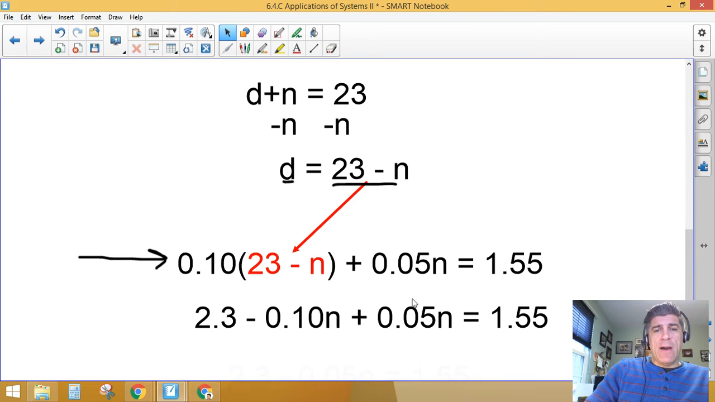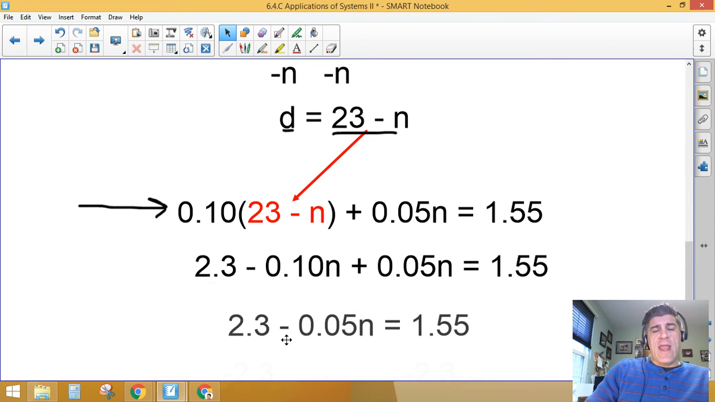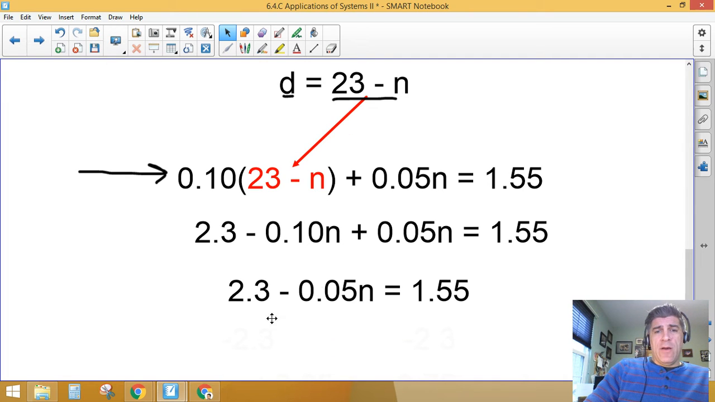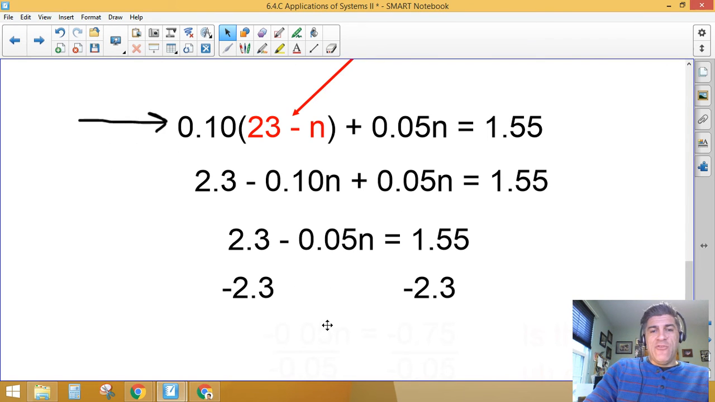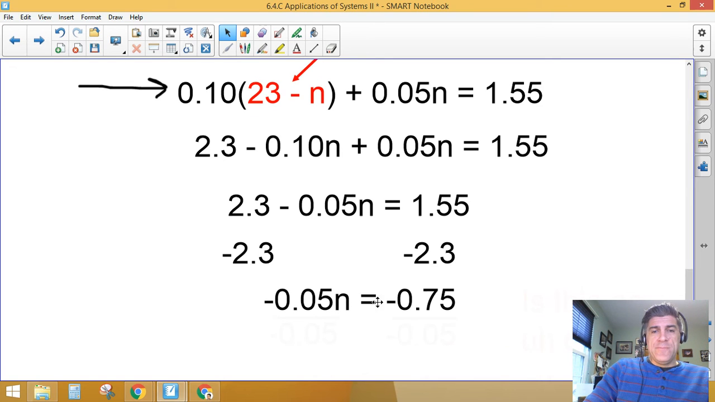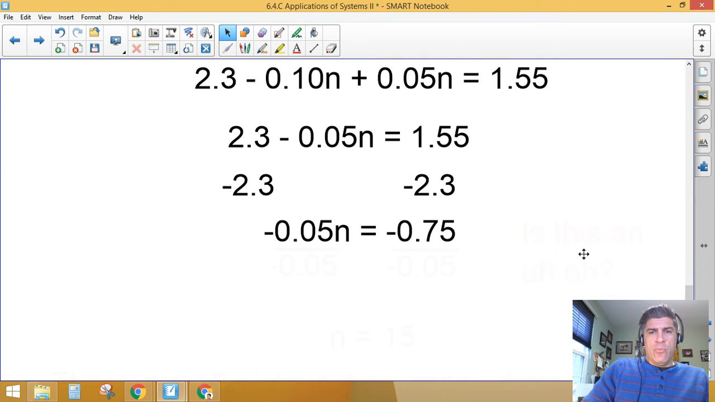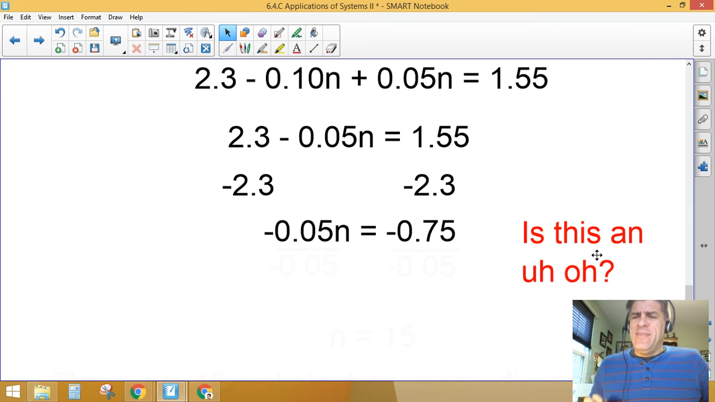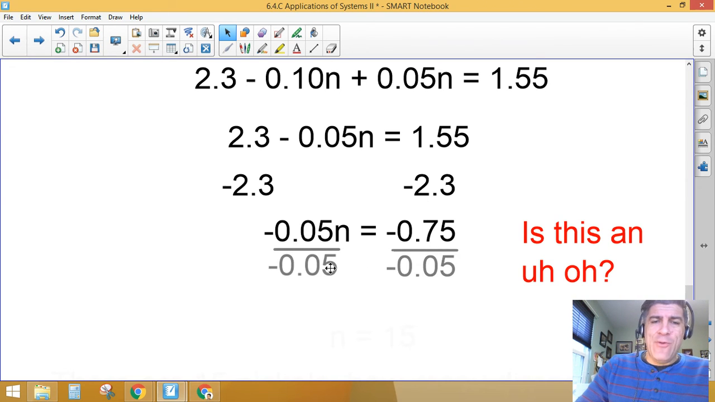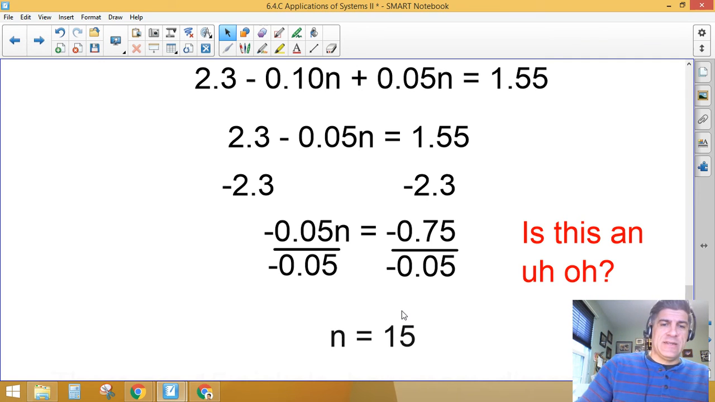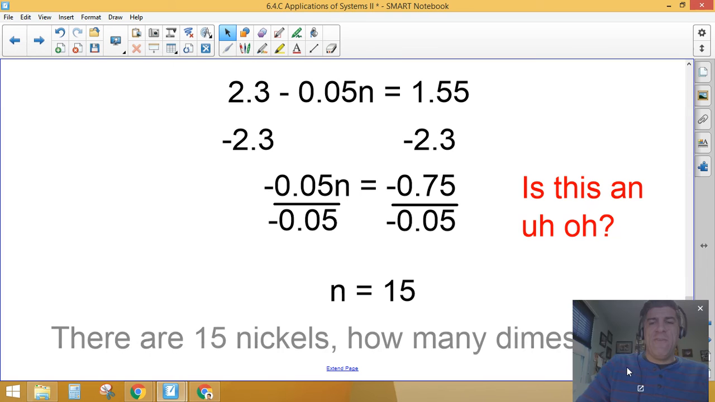What I'm going to do next is combine my like terms, and that gives me negative 0.05 N. My next step, I want to isolate my N, so I've got to get rid of this 2.3, $2.30, and that leaves me with negative 0.05 N equals negative 0.075. Since we have negatives, is this an uh-oh? Is this going to be a viable solution? Can I have negatives? No, it's not. We have to divide by a negative 0.05. When I divide a negative by a negative, I get a positive. All right. There are 15 nickels.